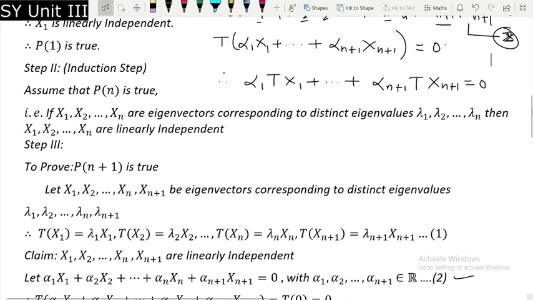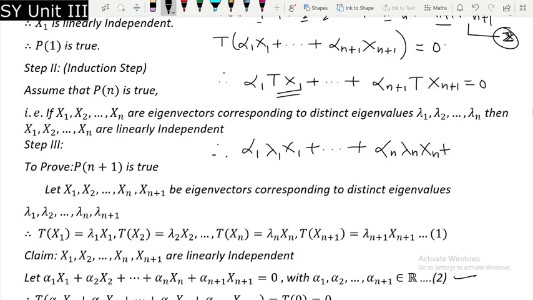Remember, I am talking about this. Okay, so what is T of x1? But we already have the value of T of x1 as lambda 1 x1. Therefore alpha 1 lambda 1 x1 plus so on plus alpha n, and T of xn is lambda n xn, plus alpha (n+1), and T of x(n+1) is what? Lambda (n+1) x(n+1) will be equal to what? 0, right? That is what we will get.